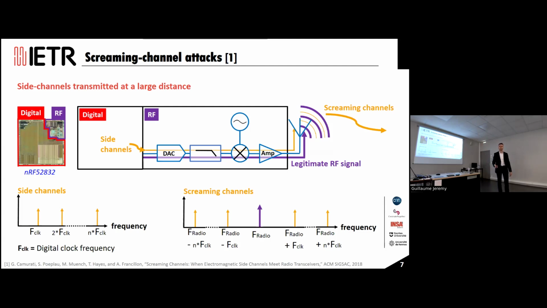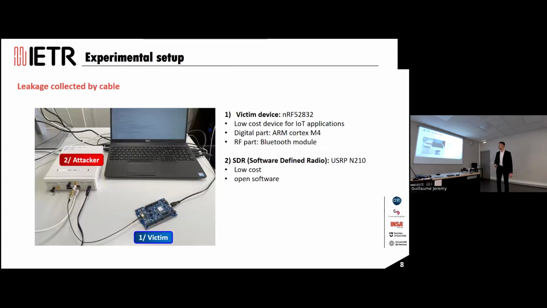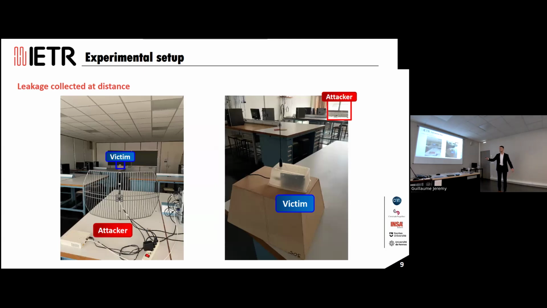So here is the setup that we are going to use in our experiment when we perform the attack by cable. We perform the attack by cable when we want to avoid the pollution from the environment. Here we have the victim device. We have the attacker that is collecting the leakage at the output of the RF interface from the victim. And when we want to perform an attack at a distance, we have the same setup, but using a directional antenna in order to capture the leakage from the victim at a distance of a few meters.